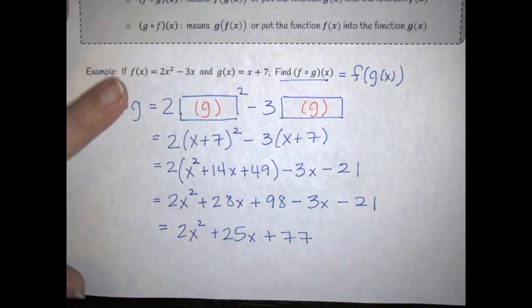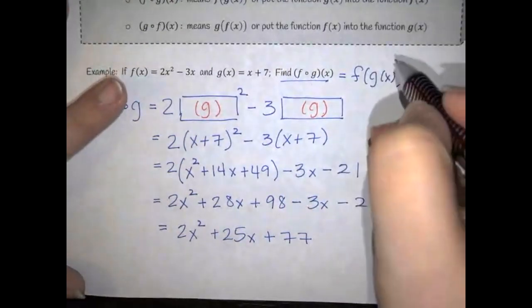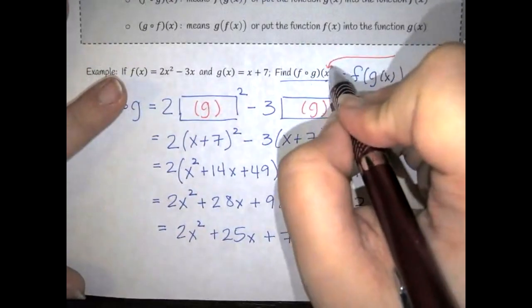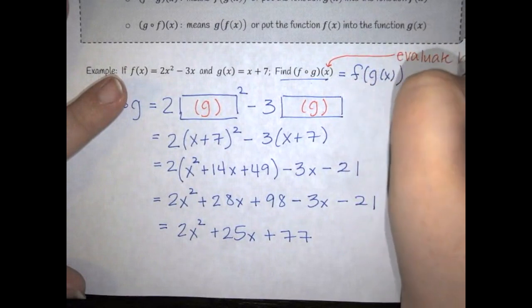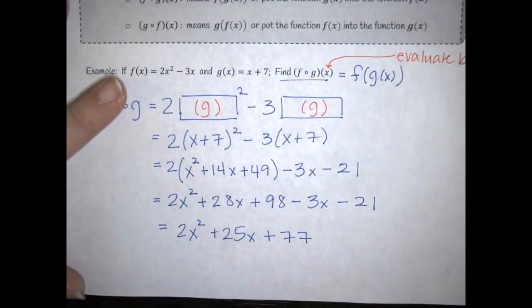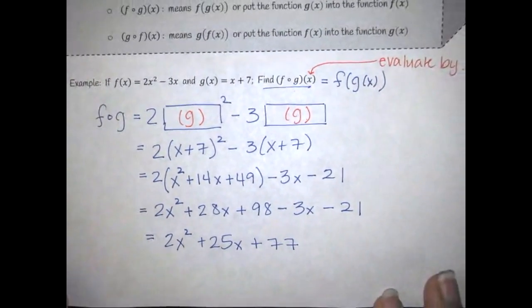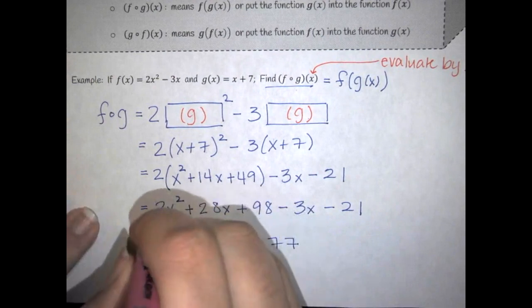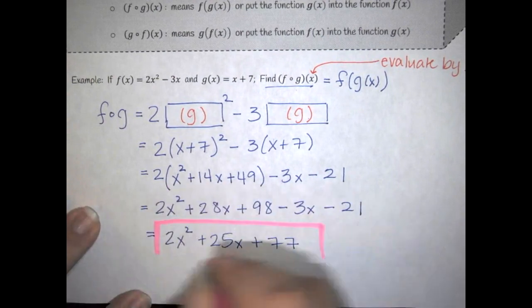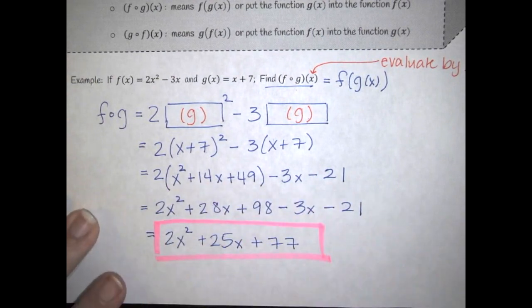Now, the other thing that you have to keep in mind is that, again, this piece right here is going to tell you what you're going to evaluate by. Well, for us, this was just an x. So that means I'm done. I don't have to do anything further, and I have my answer. So this part right here is the answer that I was looking for: 2x squared plus 25x plus 77.